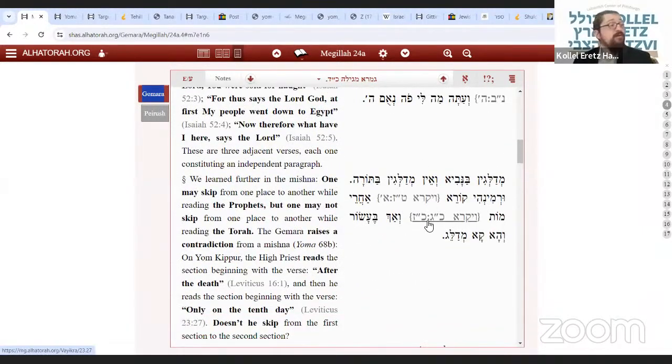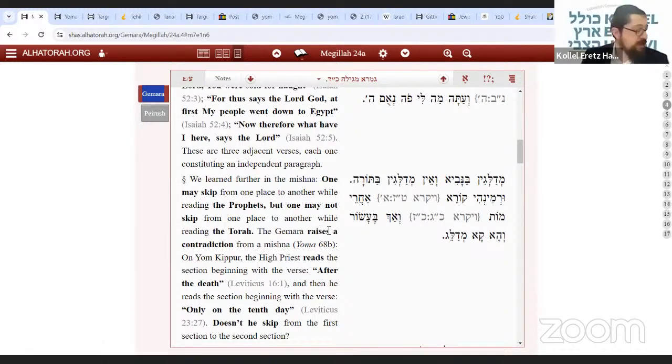So let's read the Gemara inside. I don't have the page in front of me. Probably 23a, that's my guess. 24a. Medalgin benavi, ve'ein medalgin b'Torah. When you read the Navi, the prophets, you're allowed to skip around. Thank you, Mike. You're allowed to skip around the Navi from place to place, but you're not allowed to skip around in the Torah. Yeah, 24a actually.